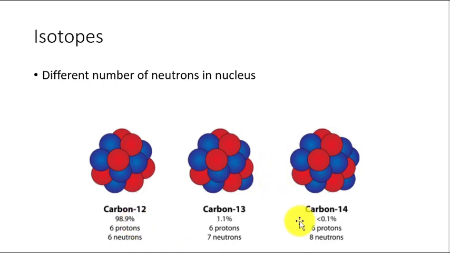Same thing with carbon-14. Carbon-14 is still carbon, but now we have 6 protons and 8 neutrons. Carbon-14 is not as common. It's a relatively rare isotope of carbon, but it still behaves the same way as carbon-13 and carbon-12. So if an atom has the same number of protons in its nucleus, but a different number of neutrons, like carbon-13 or carbon-14, we call those isotopes.